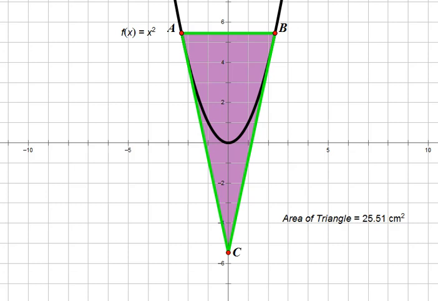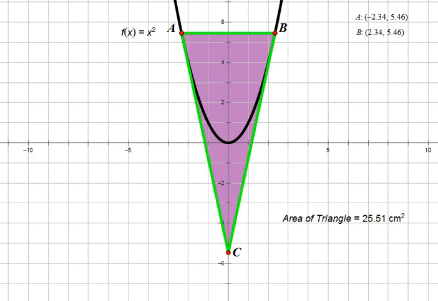So we have this triangle ABC that we can now talk about its area. And so now we have the area of the triangle in purple, and for these particular settings, we have 25.51 centimeters squared. Now I've also listed the coordinates of A and B on the screen so that you can see them. A is at negative 2.34 for its x coordinate, and its y coordinate is 5.46. The x coordinate of B is 2.34 and its y coordinate is 5.46 also.